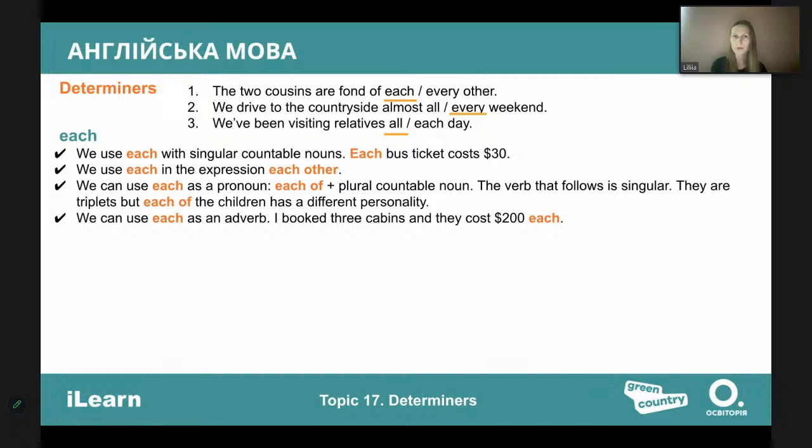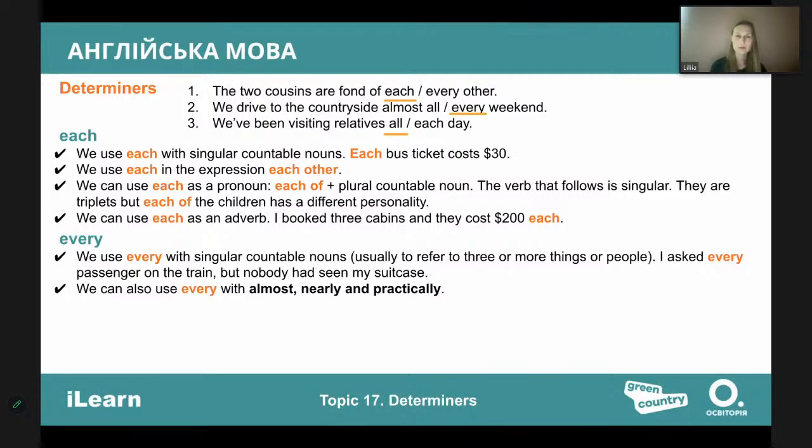Then we use it in the expression each other, один одного. Then we can use each as a pronoun, займенник. For example, each of us, кожний з нас, right? And we can use each as an adverb, прислівник. I booked 3 cabins and they cost $200 each. За кожну.